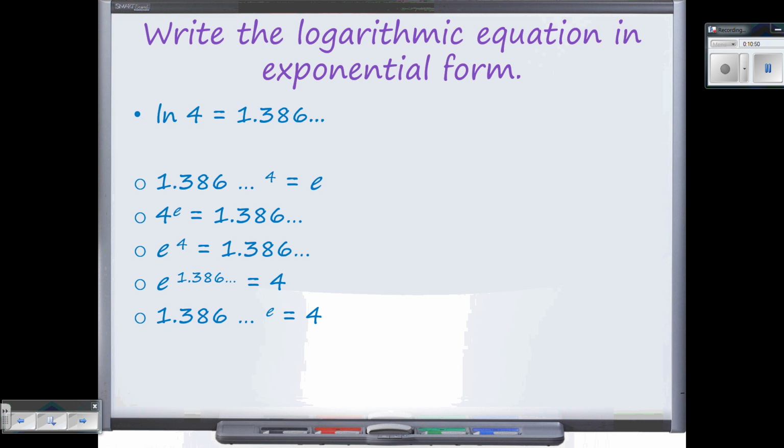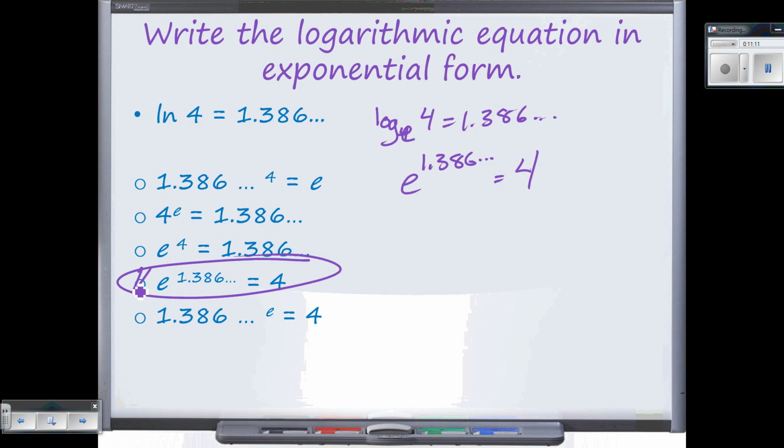So this is just base to the outie equals the innie. Remember, natural log of 4 is the same thing as saying log base e of 4. Now we can just do the base to the outie equals the innie. So our answer is the fourth one down.